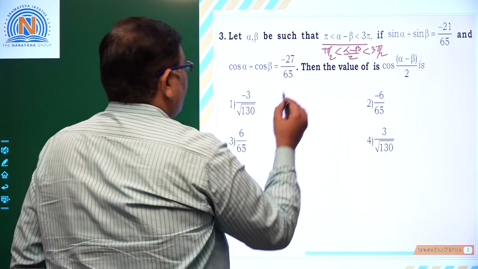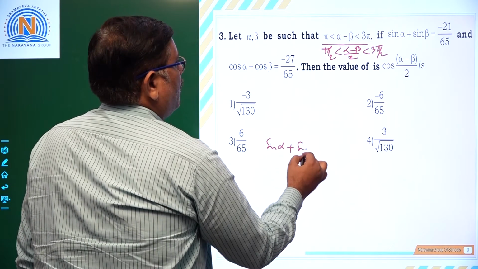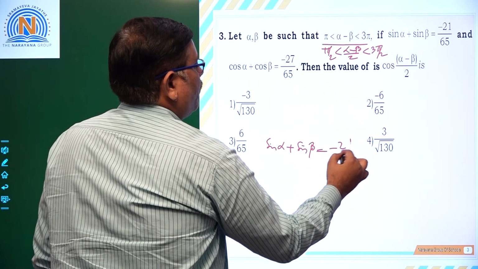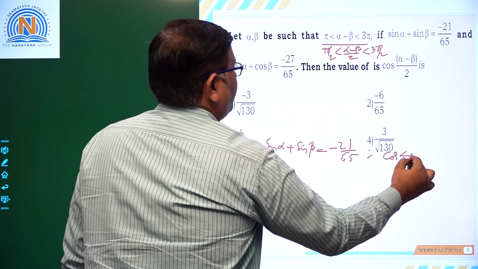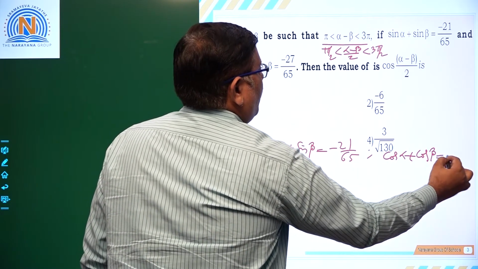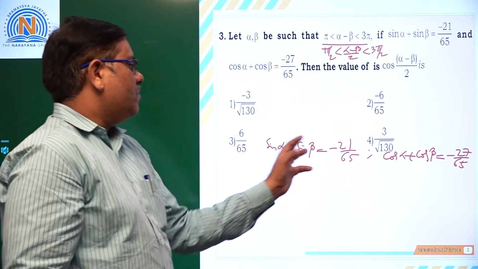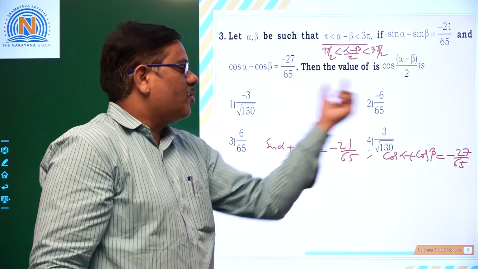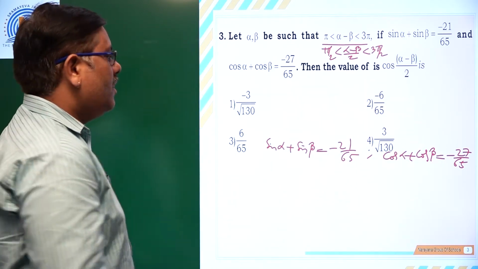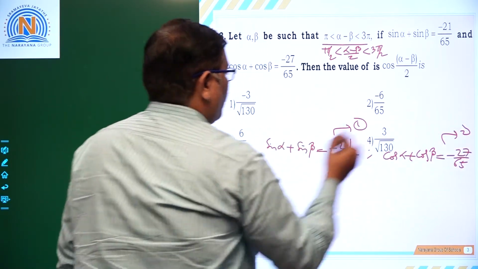Now first let us take sin alpha plus sin beta, that is equal to minus 21 by 65. Similarly cos alpha plus cos beta is minus 27 by 65. What to do now? Square both the sides. Even here, square both the sides. These two conditions you add up. Suppose this is condition 1 and this is condition 2. What to do now?